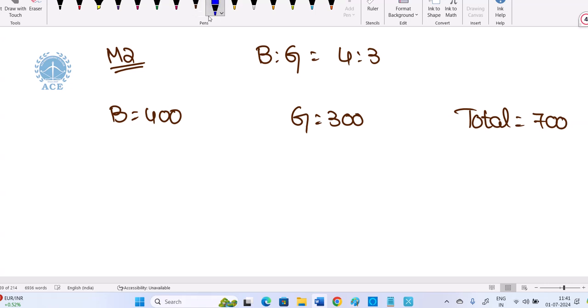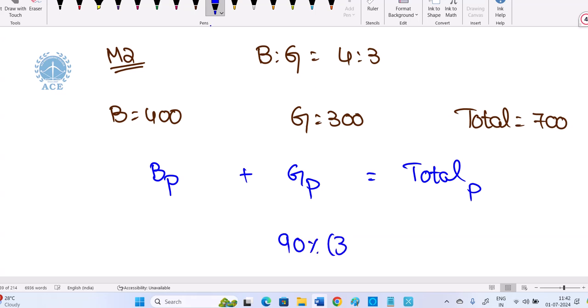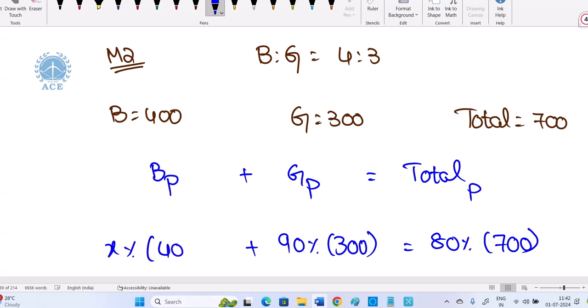See, total students passed is nothing but boys passed plus girls passed, right? Boys, how many people passed, plus girls, how many people passed. That should be equal to the total number of students passed. So, girls pass percentage is 90% of girls. Girls are 300, among them 90%. Total pass percentage is 80% out of total 700. Boys, we don't know. X% out of 400. X is what we need to calculate.